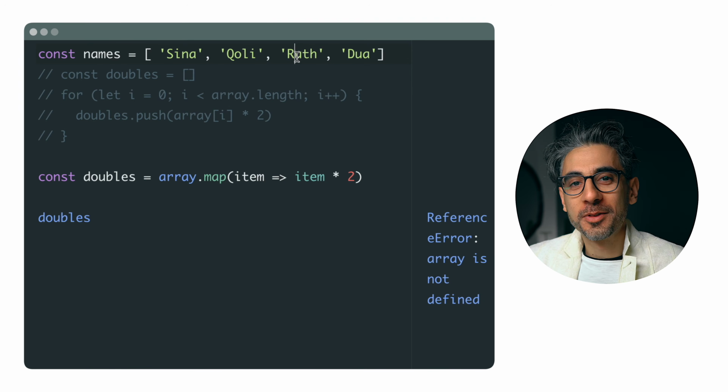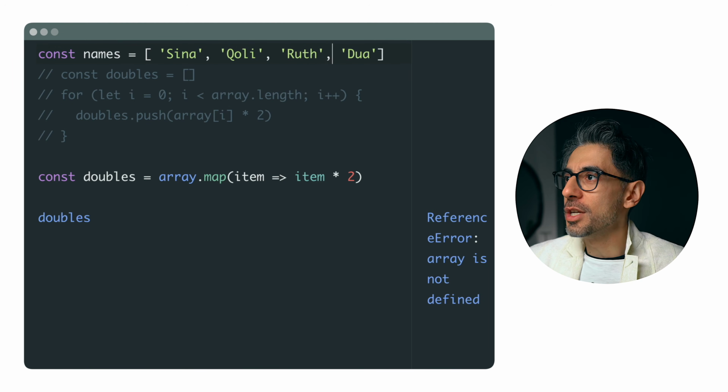What does Ruth RGB? No, RGB is colors. RBG. What does RBG and Dua Lipa have in common? They're both attractive women.